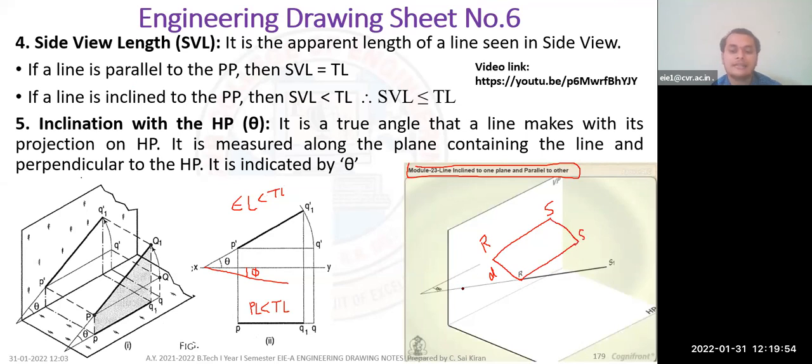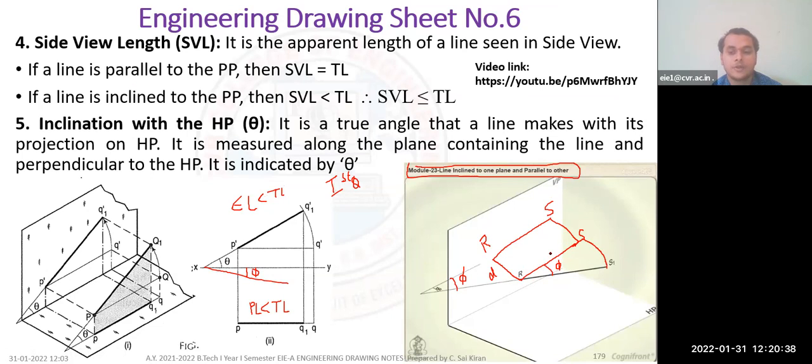For the RS line, I gave an inclination of phi, which is below the XY line. Whenever I give the inclination theta, which is the inclination with HP, it is above the XY line. This is for the first quadrant. So this is my RS line, then I have to draw the arc. This is my angle phi, my inclination with respect to VP.